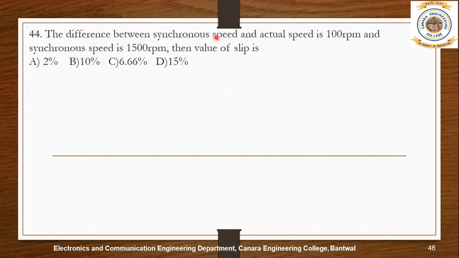The difference between synchronous speed and actual speed is 100 RPM and synchronous speed is 1500 RPM, the value of slip. So what is the relation between slip, synchronous speed and the actual speed? Slip is equal to (Ns minus N) divided by Ns into 100. Here it is given difference as 100 RPM. So 100 into 100 divided by 1500, that is 6.66%. That is option C is the right answer.